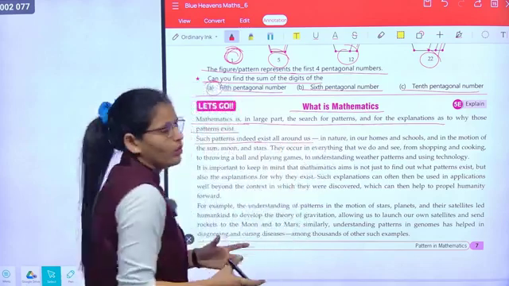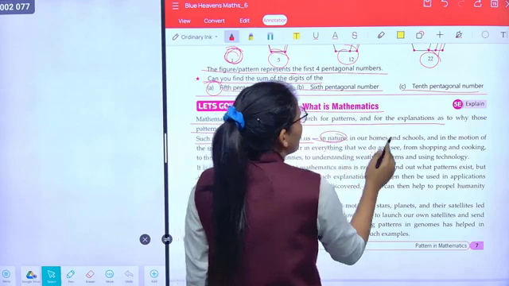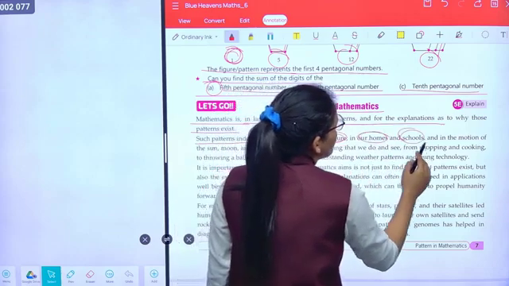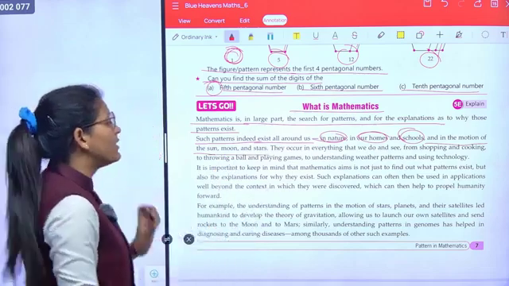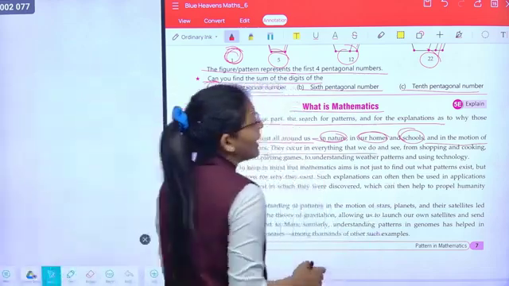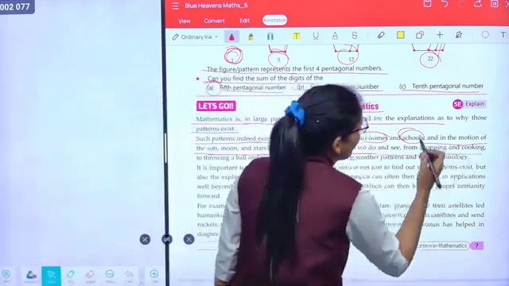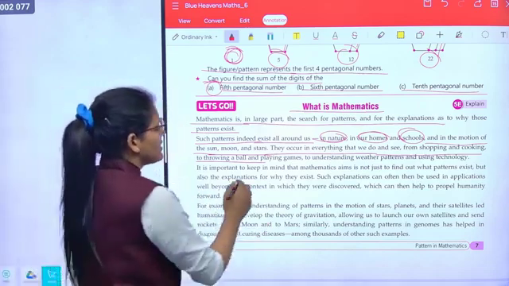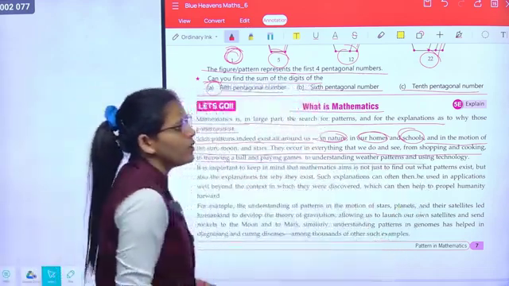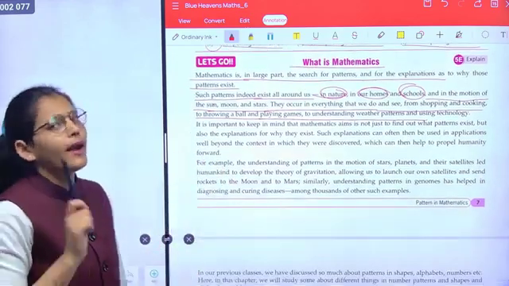Class, patterns exist all around us, in nature, in our homes and schools, and in the motion of the sun, moon and the stars. They occur in everything that we do and see, from shopping and cooking to throwing a ball and playing games to understanding weather patterns and using technology. Class, there are different kinds of patterns all around us.